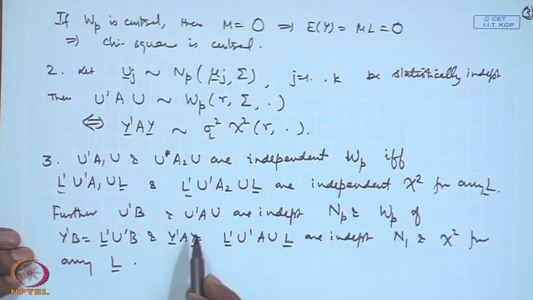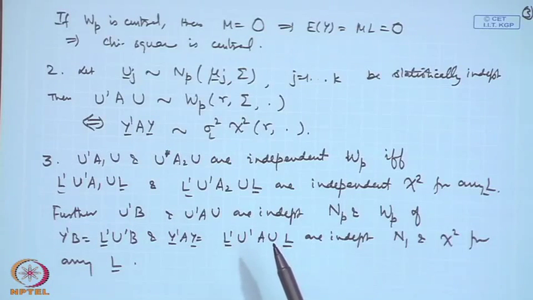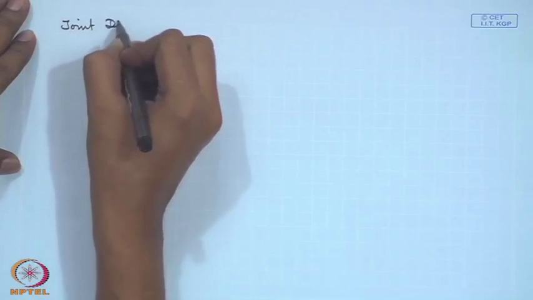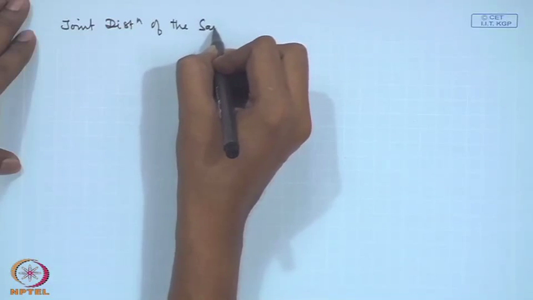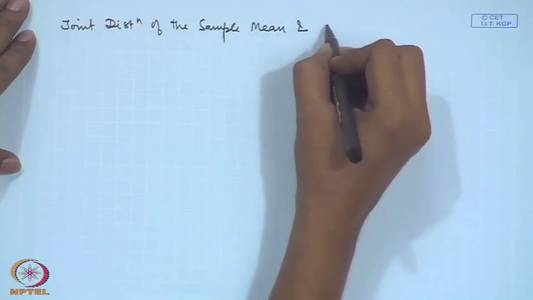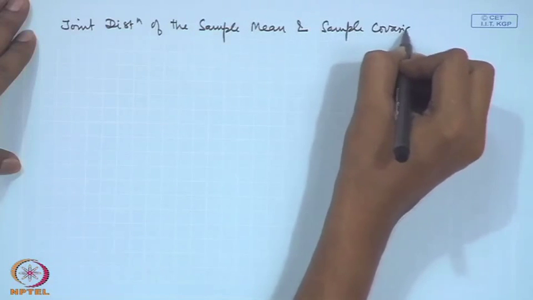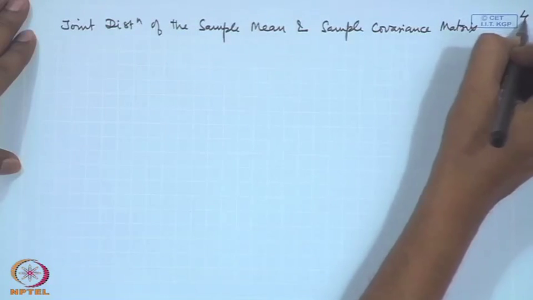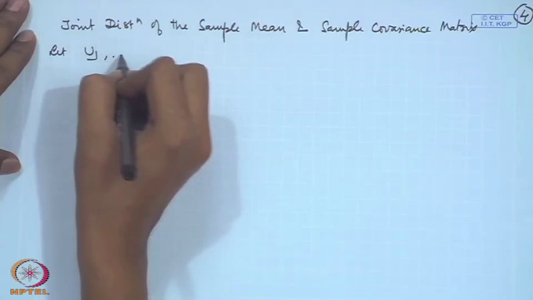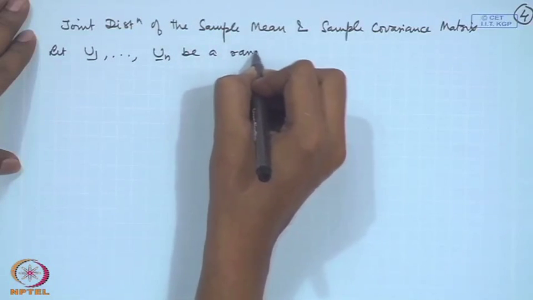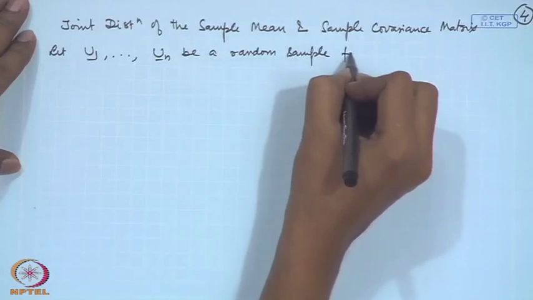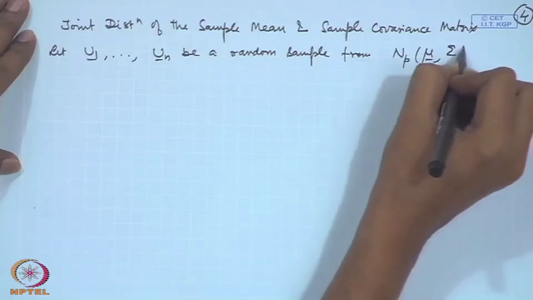This relation is actually similar to the relation that in the sampling from a univariate normal distribution, the sample mean and the sample variance are independently distributed. So, this is of similar nature. So, now let us talk about the joint distribution of the sample mean and the sample covariance matrix. So, let U 1, U 2, U n be a random sample from N p mu sigma distribution.